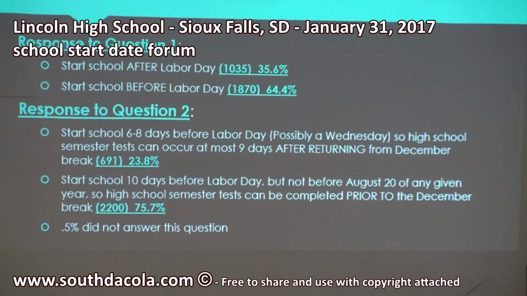And then you look at two groups again: 6 to 8 days prior ended up being just under 24% for that, and then 75.7% opted to start August 20th or 10 days prior. And again, the difference with those two is that one of them allows the first semester to finish just after the December break, probably that second week back, and the other option is so that the first semester would end prior to the December break.